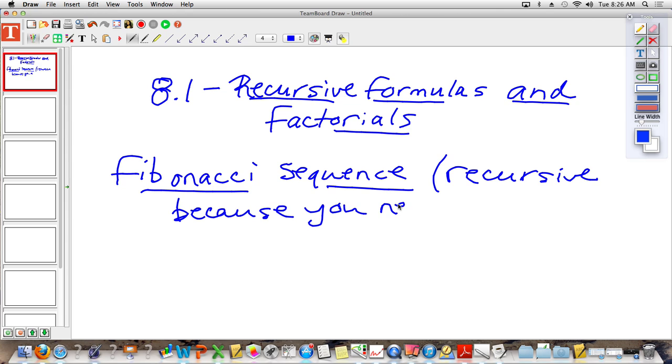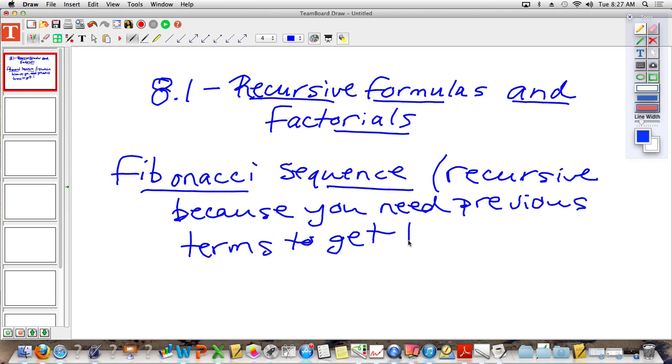Because you need previous terms to get to the next term. That's what recursive means. Recursive means you have to rely on the previous term to get to the next term. You can't figure out the next term until you have the one right before it. Is that what you were going to say? Yeah, I was going to say that. So that's what recursive means. Recursive means that you have to have previous terms to get to the next one.